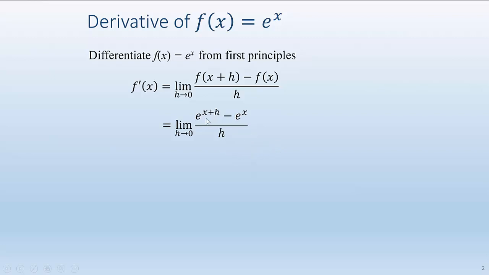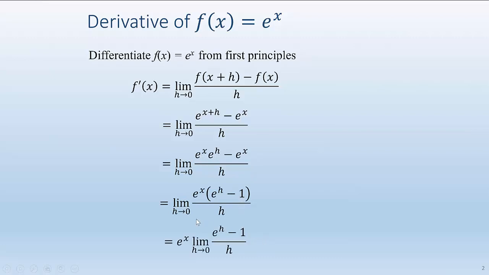Now the x plus h in the index there of course means that we can multiply the two numbers e to the x and e to the h. We can take e to the x out as a common factor there, and in fact we can take it straight out of the limit because there's no h in e to the x. So now what we're left with is to find this limit over here.